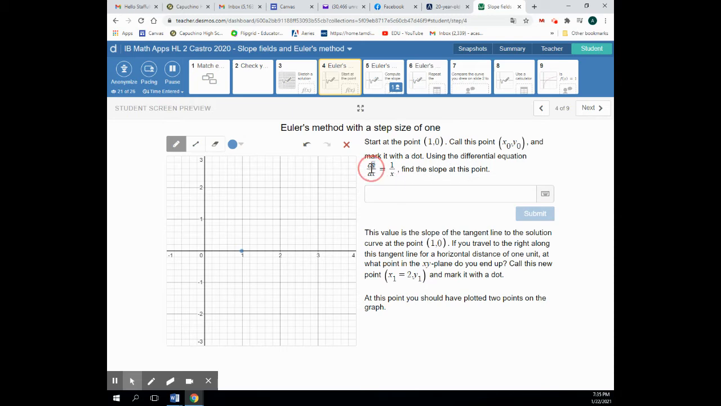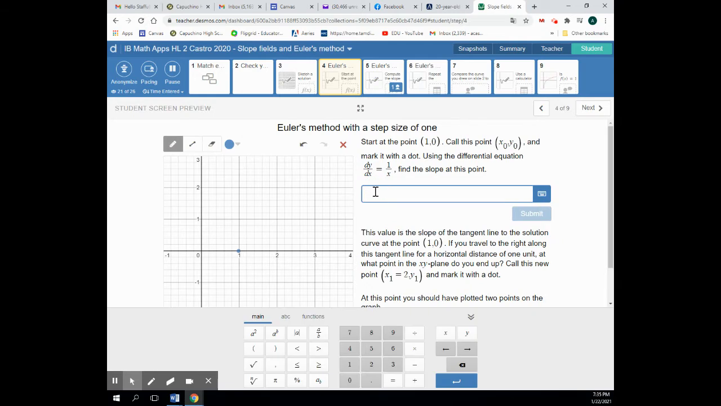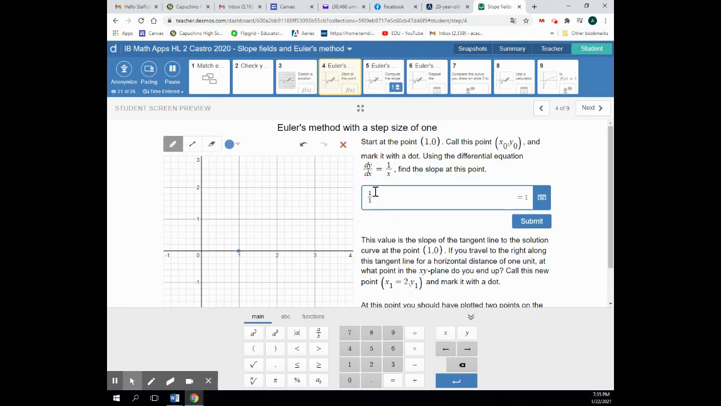Okay, so the slope, dy/dx, is equal to 1 over the x value. Well, what's the x value here? The x value is 1. So I'm going to have 1 over 1, and so that is my slope, which is equal to 1. If you wanted to write m equals 1 or just put in 1, that's fine.